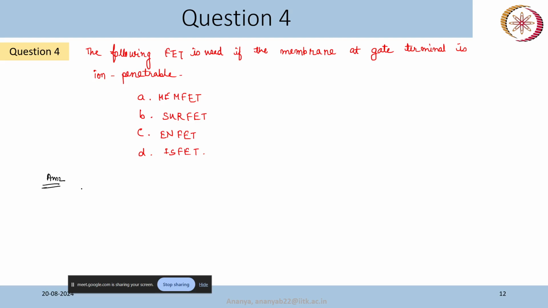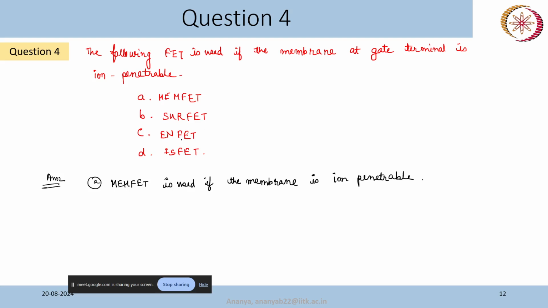So what is the answer? So the answer here is MEMFET. If the membrane is not ion penetrable, then it is known as surfeit.